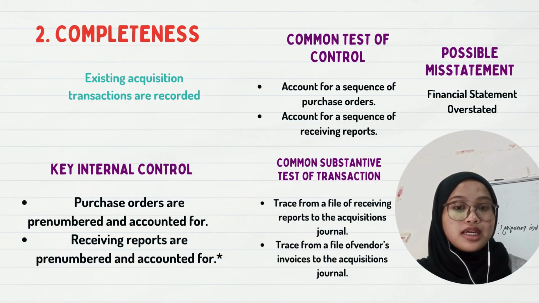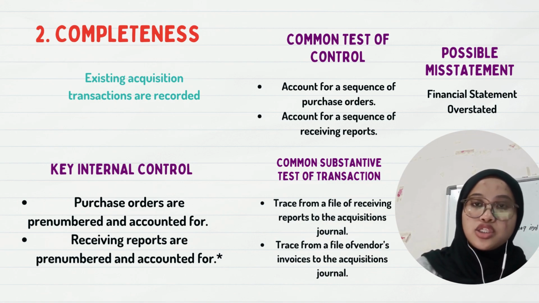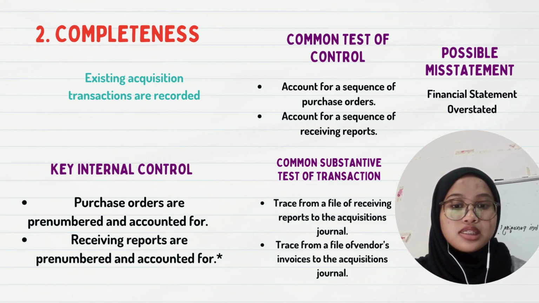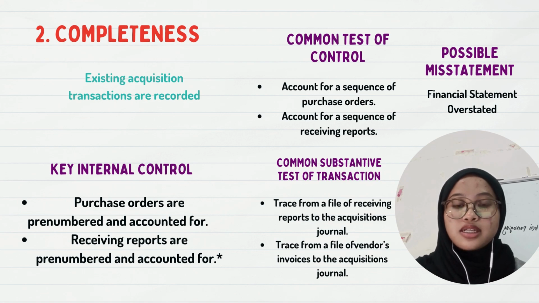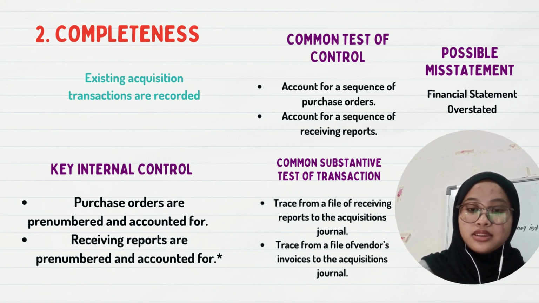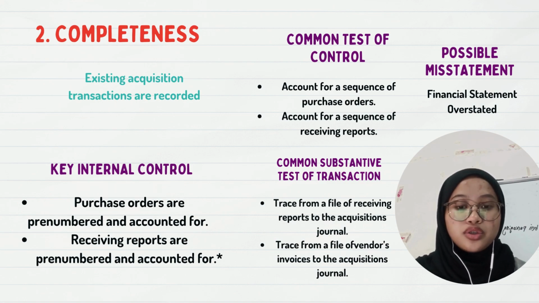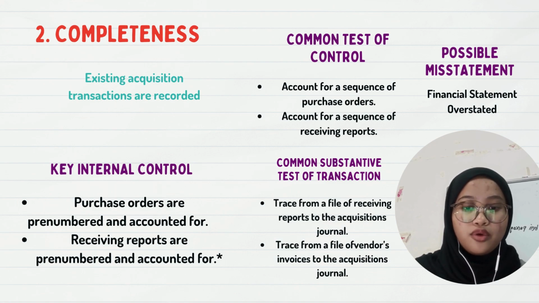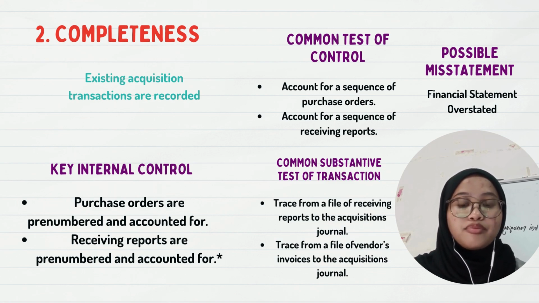The second one is completeness. So the transaction related is existing acquisition transactions are recorded. For the key internal control, purchase orders are pre-numbered and accounted for. Receiving reports are pre-numbered and accounted for.